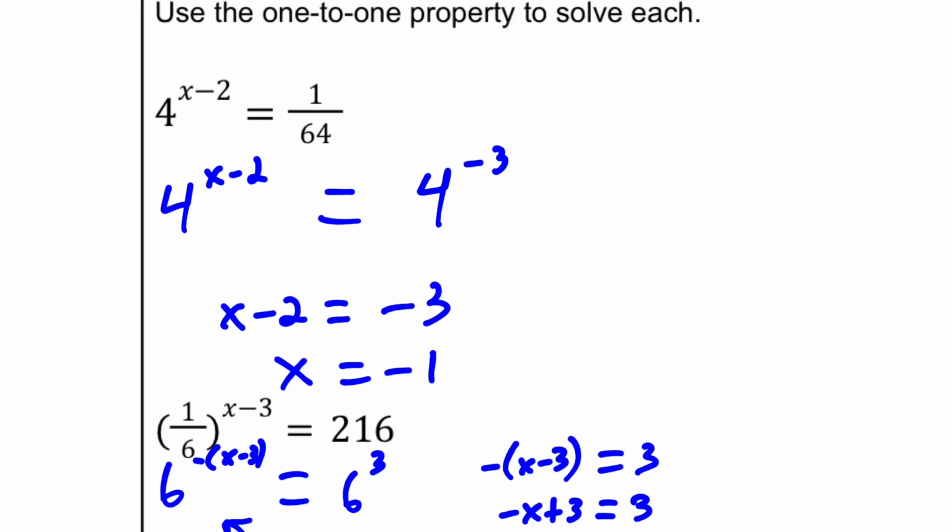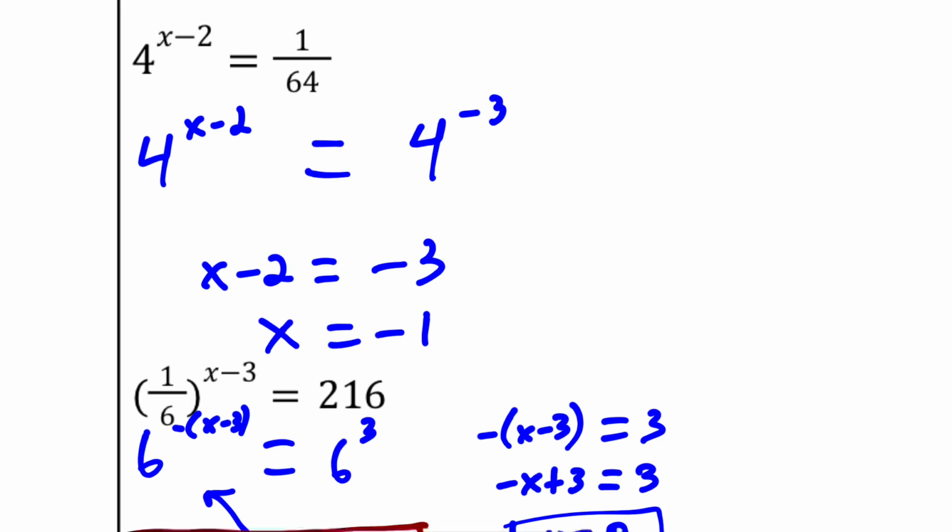Using the one-to-one property, we can rewrite 1 over 64 with 4 as a base. So that's going to be 4 to the power of negative 3. Then we can set those exponents equal to each other because they have the same base. So we can say x minus 2 is equal to negative 3. And if you solve for x, you get negative 1.